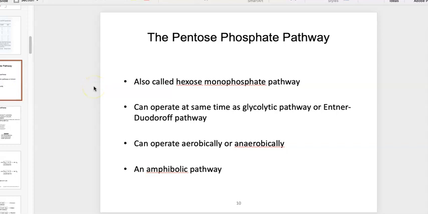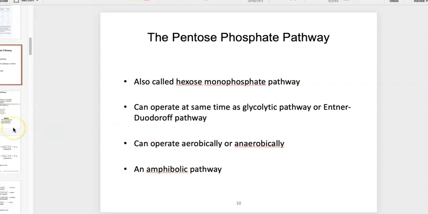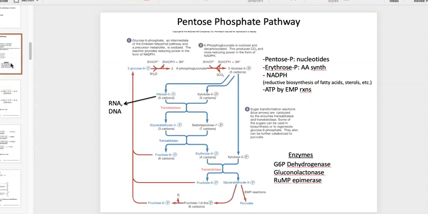The pentose phosphate pathway is also called the hexose monophosphate pathway or hexose monophosphate shunt. It can operate at the same time as the glycolytic pathway or the ED pathway. So microbes can use both of these, pentose phosphate in combination with glycolysis or ED. It's oxygen independent, and it's also amphibolic, as pretty much all of these are, meaning that it's both catabolic and anabolic, depending on the microbe's needs, as you'll see here.